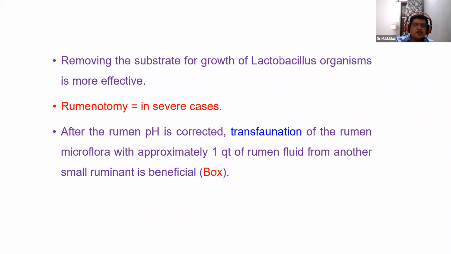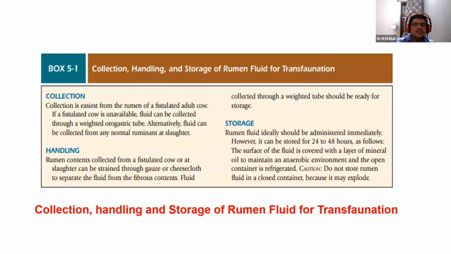Sometimes we advocate rumenotomy in severe cases. After the rumen pH is corrected, transfaunation of the rumen microflora with approximately one quarter of rumen fluid from another small ruminant is beneficial. This slide shows the practice of transfaunation. The collection is easiest from the rumen of a fistulated adult cow. If a fistulated cow is unavailable, fluid can be collected through a weighted orogastric tube. Alternatively, fluid can be collected from any normal ruminant at slaughterhouses.